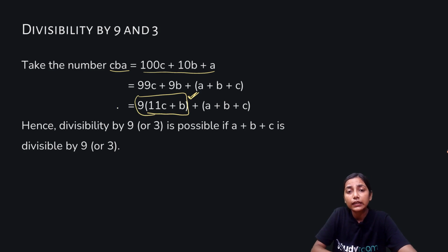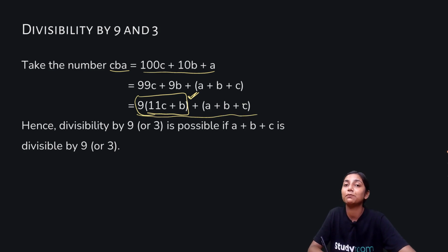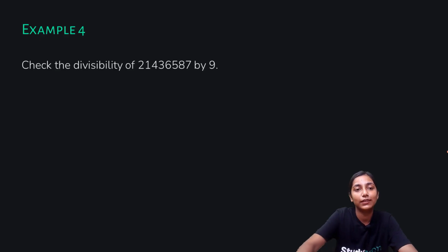But what if you want this whole number to be divisible by 9? Your A plus B plus C should be divisible by 9. Hence, divisibility by 9 or even 3 is possible if A plus B plus C, that is the sum of all the digits of that number, is divisible by 9. And similarly, for the case of 3, the sum of all the digits of that number should be divisible by 9 for divisibility by 9, and divisible by 3 for divisibility by 3.